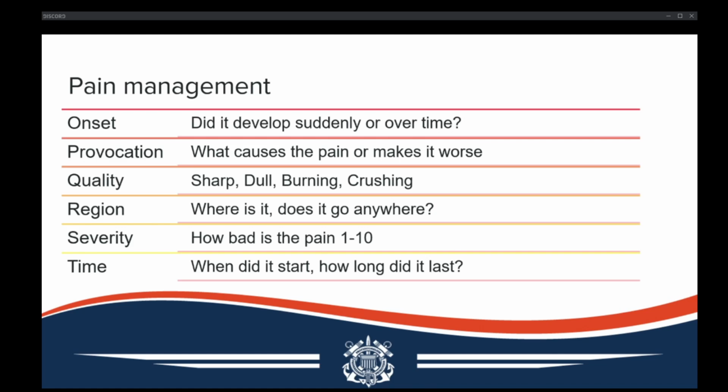Onset: did it develop suddenly or over time? Provocation: what causes the pain, or what makes it worse? You can ask, does pressing on your arm make it worse? Quality: is it sharp, dull, burning, crushing?